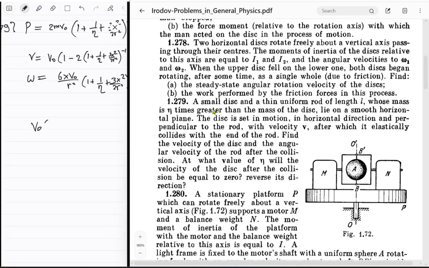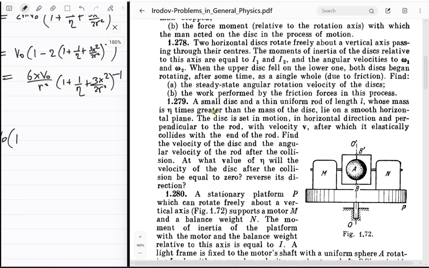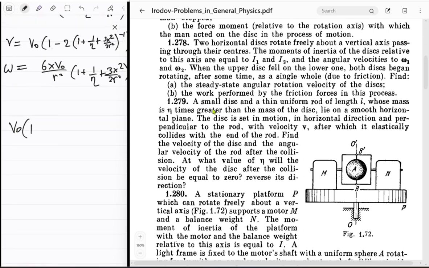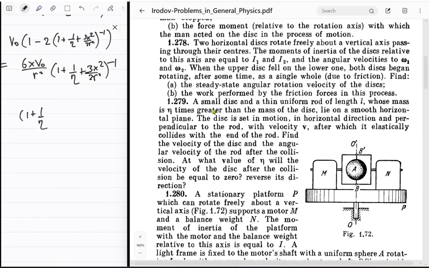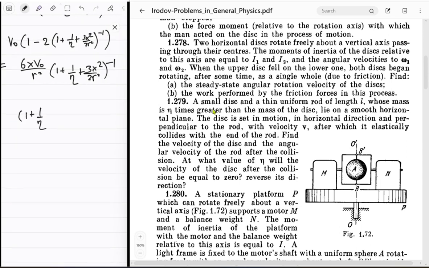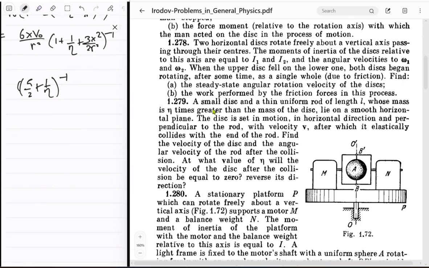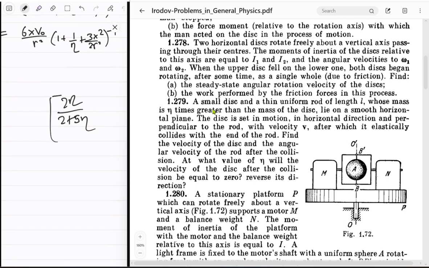So for v, you have v naught times 1 minus 2. First of all, just figure out what this value actually is: 1 plus 1 upon eta, and then plus 3 upon 2, so you're going to have 5 upon 2, right? So 5 eta plus 2 upon 2 eta, to the power of -1, which is 2 eta upon 2 plus 5 eta. That is this thing. So when you do this thing times that, just keep that in mind.